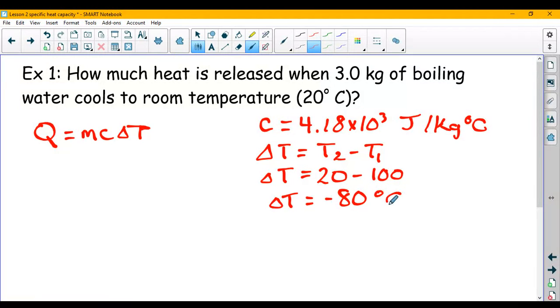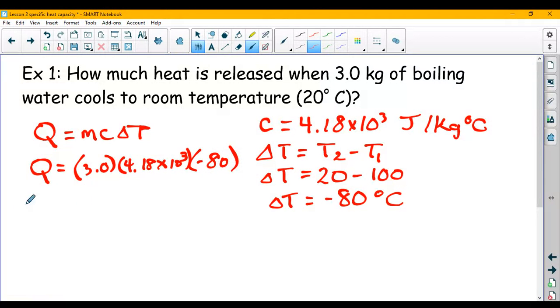That is because it cools down. It does. It releases heat. It reduces its temperature. So now I can find my value. So my mass is going to be 3. My C, 4.18 times 10 to the 3, scientific notation. And my change in temperature is negative 80.